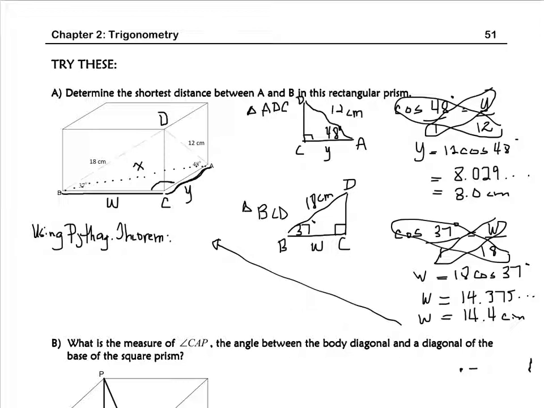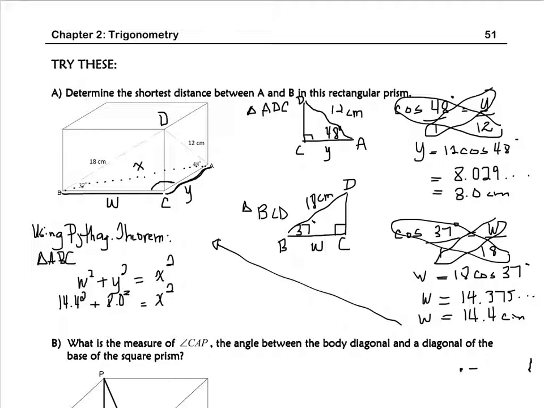we know that we've got a right triangle ABC. So the right triangle ABC would have w squared plus y squared equals the hypotenuse, in this case x squared in that right triangle. So if we fill those in, we've got 14.4 squared plus 8.0 squared equals x squared.